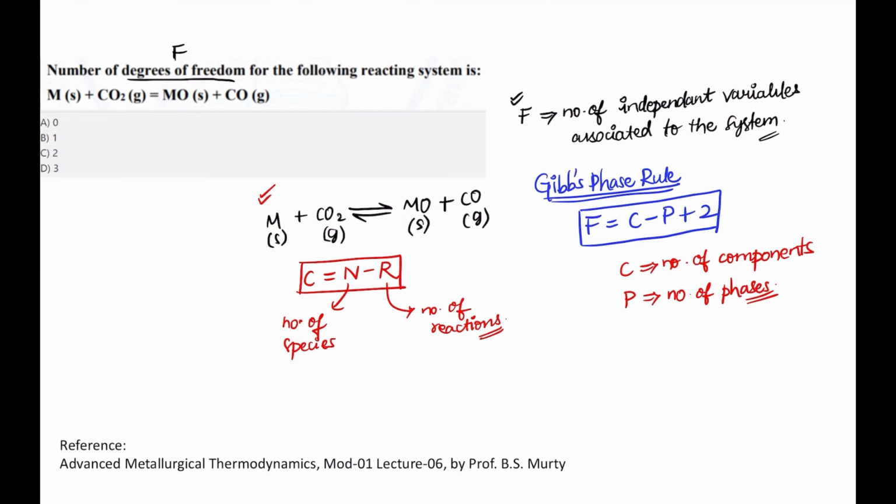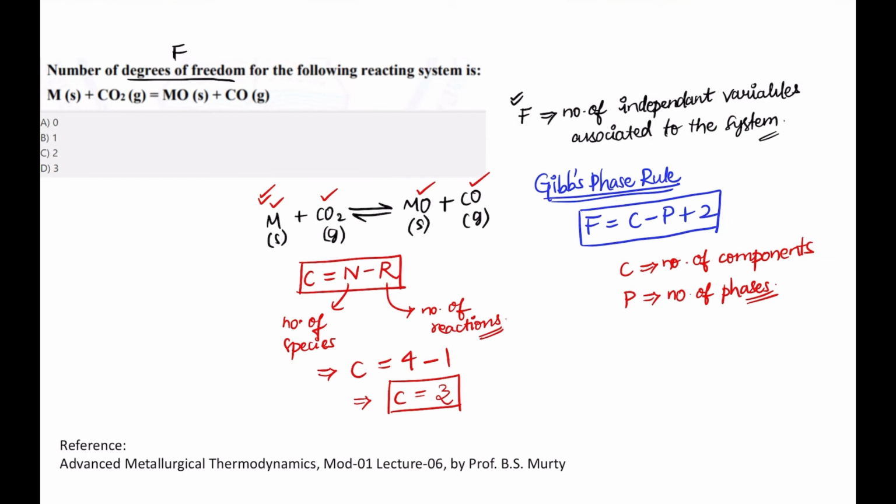So here you can see what N is. We have four species: M, CO2, MO, and CO. So N is equal to 4 minus, all these four are related via only one reaction, so 1. So the number of components here is 3. That means you need three independent constituents to actually define the composition of the system. What are those? M, carbon, and oxygen.